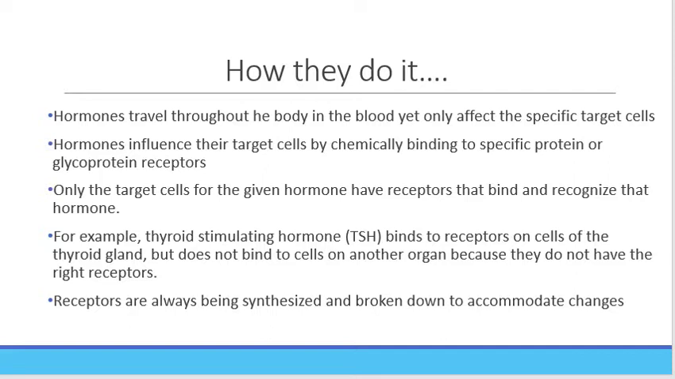Hormones travel throughout the body in the blood, yet only affect the specific target cells, so they go where they need to go. Hormones influence their target cells by chemically binding to specific protein or glycoprotein receptors. Only the target cells for the given hormone have receptors that bind and recognize that specific hormone. So for example, thyroid-stimulating hormone, also known as TSH, binds to receptors on the cells of the thyroid gland, but it does not bind to cells on another gland because they don't have the right receptors for that hormone. Receptors are always being synthesized and broken down to accommodate any changes that might occur.